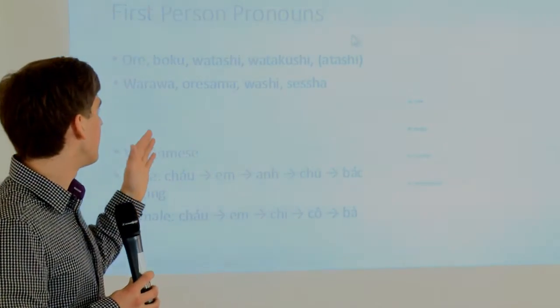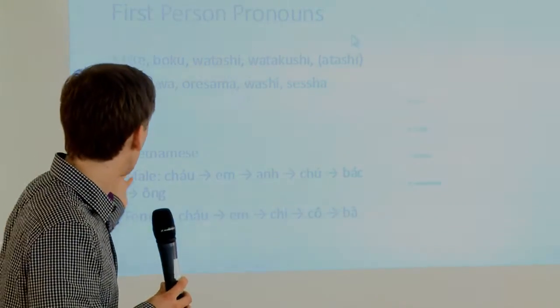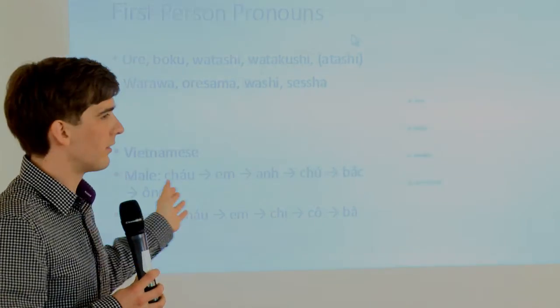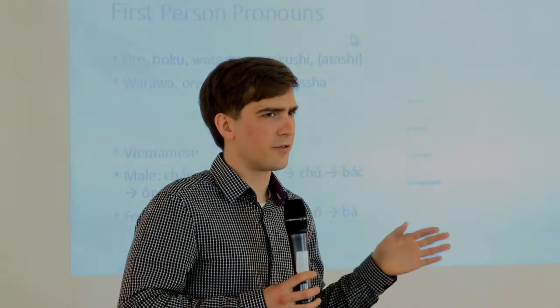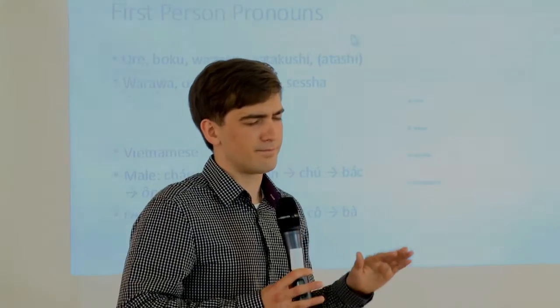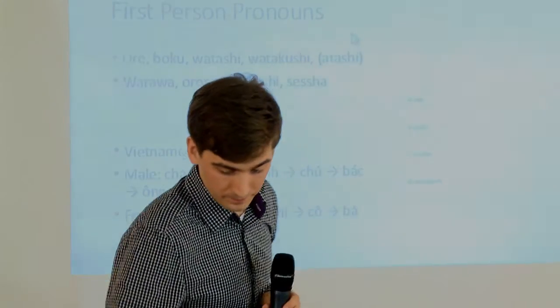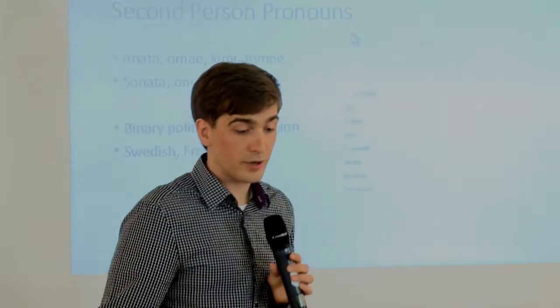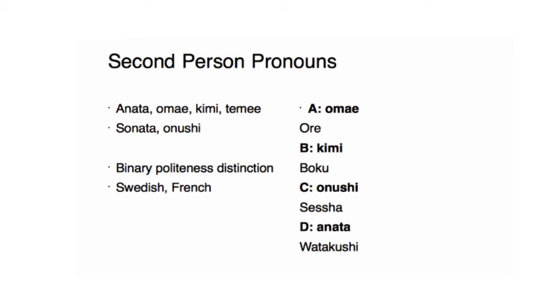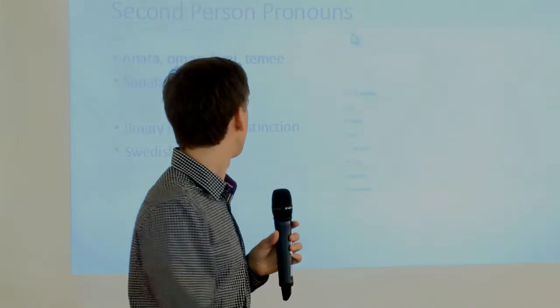And Japanese is not the only language with a lot of pronouns. Vietnamese has a lot. But in Vietnamese, it's based on the relative age between the speakers, so it doesn't really give off the same properties as it does in Japanese. And for the second person pronoun, we have anata, which is the normal one, the formal one. It's not actually used that much, but it's the neutral one.